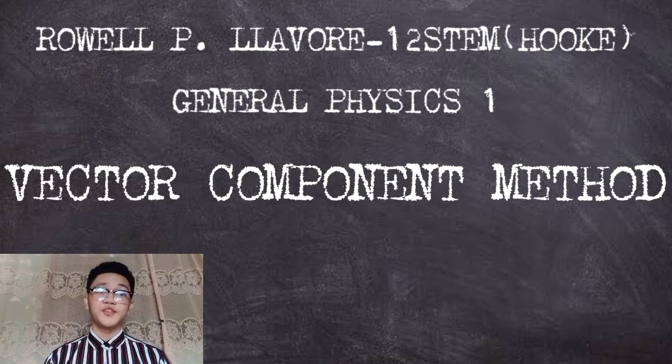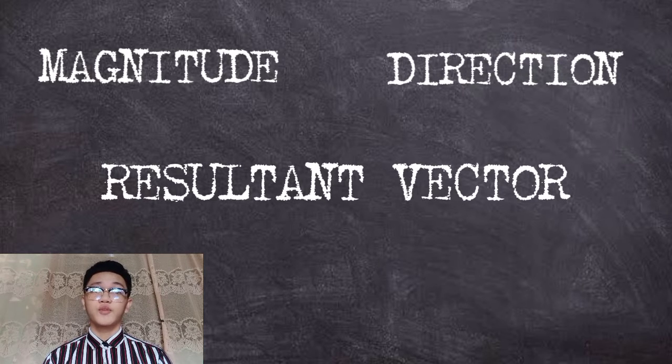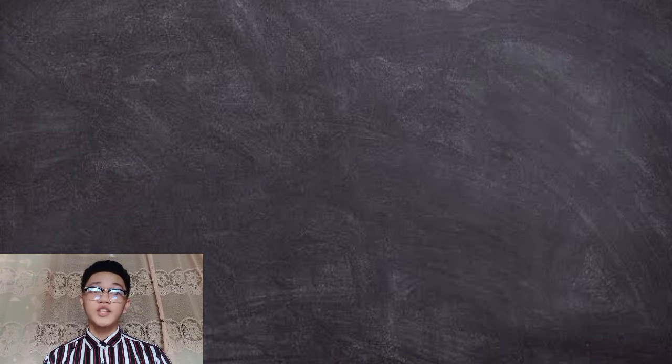Welcome to General Physics 1. I'm Ruel Labore from 12 STEM Hook and I'm here to discuss the topic all about vector components method. A vector quantity has both magnitude and direction. To find the resultant vector, we will use these two. The magnitude of a vector is the length of the vector.